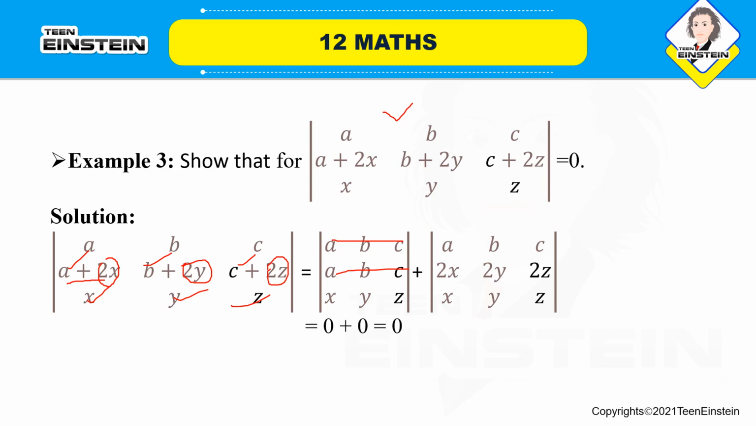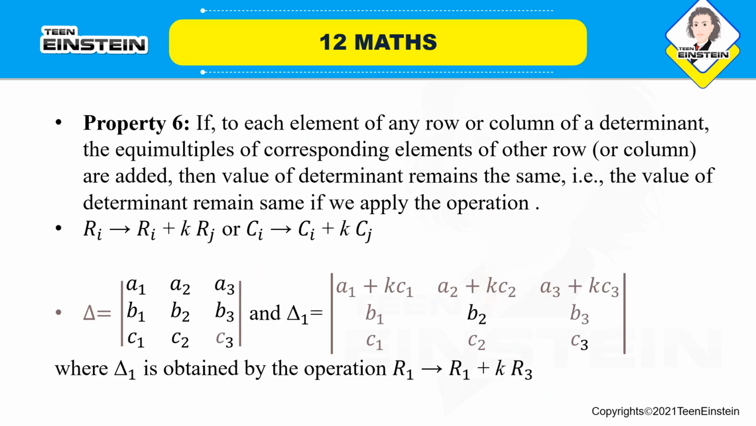Then here you see the second row elements and the third row elements. The second row elements are 2x, 2y, 2z, so 2 is a common factor. We can take it out. So we get A, B, C, X, Y, Z, X, Y, Z. These two rows are identical. Therefore, the value of the determinant is 0. So finally, you are getting 0. Using property 5, we have done this.